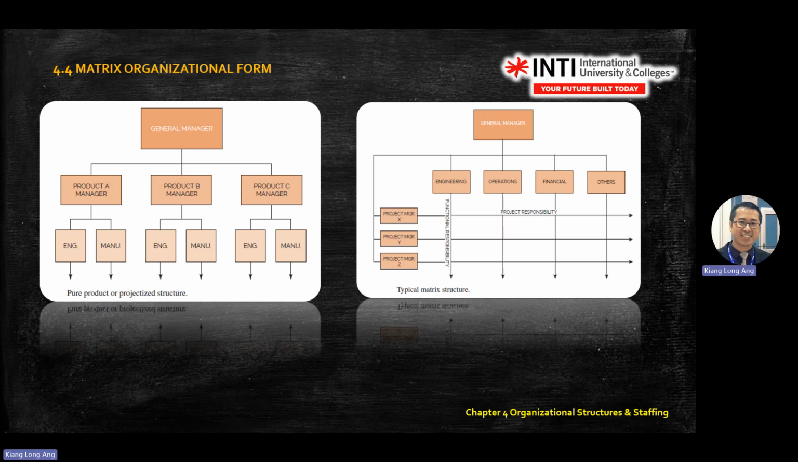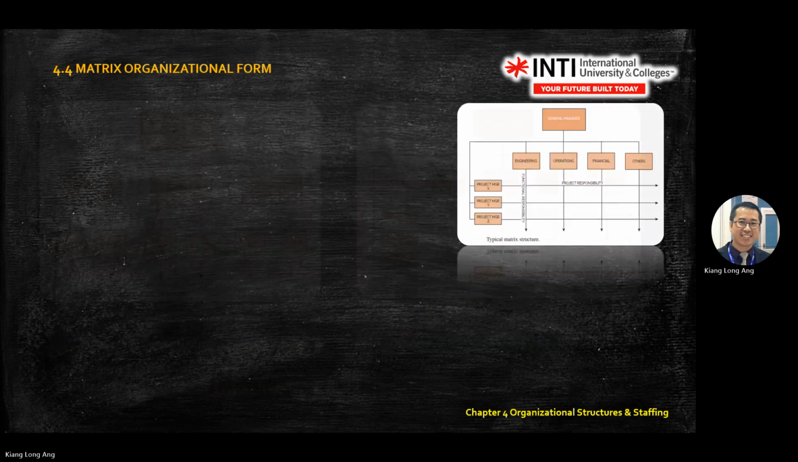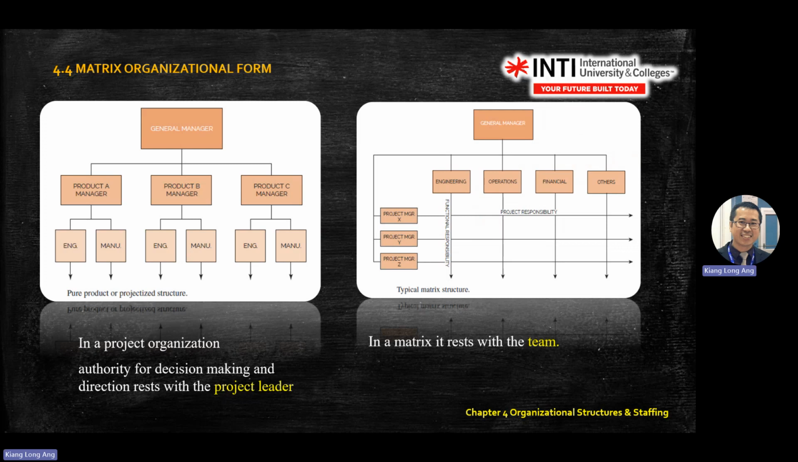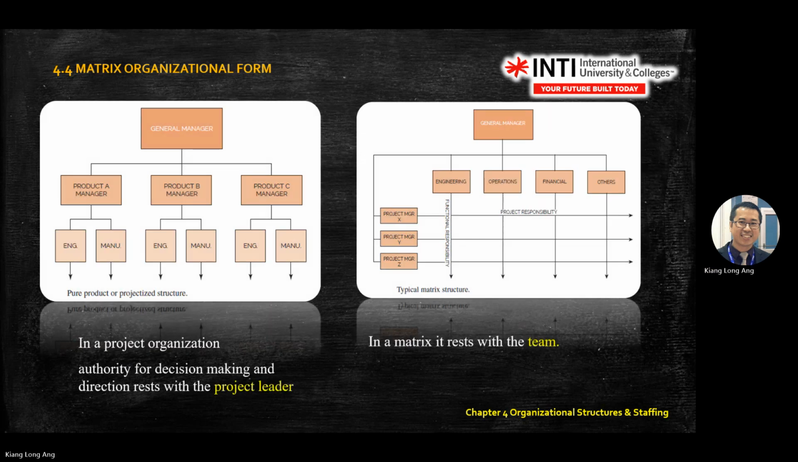So on this side, pure product, they only have functional responsibility. On the left-hand side, project leaders lead the things, but in matrix, they are in a team. They make decisions as a team. So if you go into Intel, they work in a team like that. Or you go into Dyson, they also have a lot of project design teams, so they also work in a team.